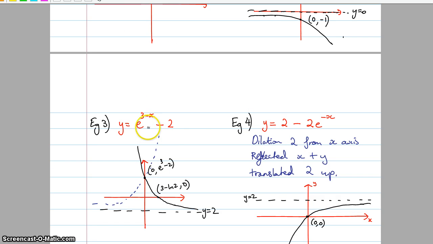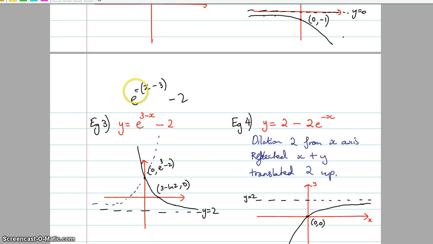This one, again, I can't read that straight away, so I'm going to turn it into a form that I know, which is e to the negative x minus 3, and then minus 2. So I can tell you that this graph has been reflected in the y-axis, translated 3 units to the right and 2 units down. So I put my asymptote in at y equals -2, and I also translate it 3 units to the right. Now that is only going to affect the y-intercept, so I won't worry about that too much just yet. I'll just have to find the y-intercept.